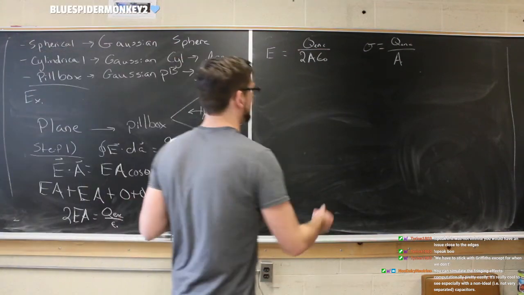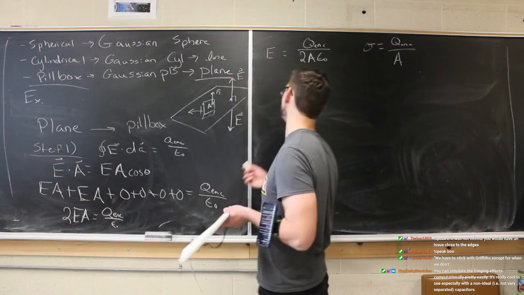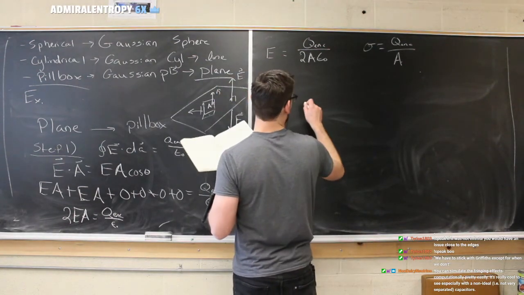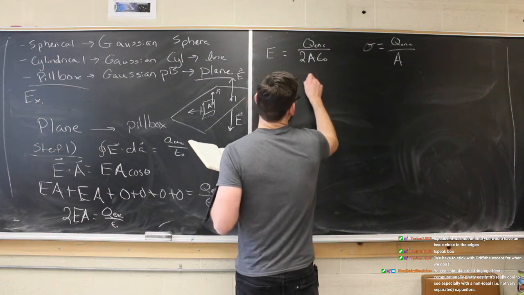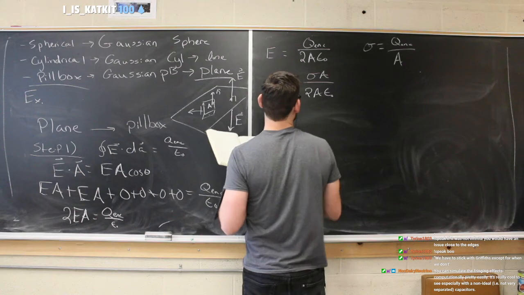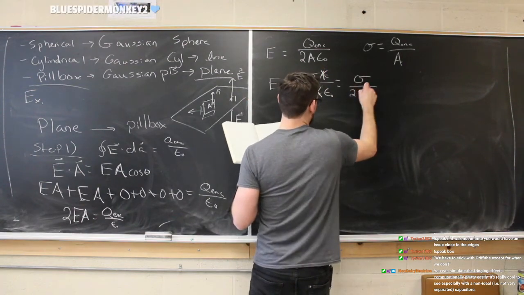Now, that means that Q enclosed is just going to equal sigma A. We have sigma, that's part of the problem. It was given to us in part of the problem. So then we can rewrite this as Q enclosed is equal to sigma A over 2A epsilon naught. The A's cancel away, and we get sigma over 2 epsilon naught.